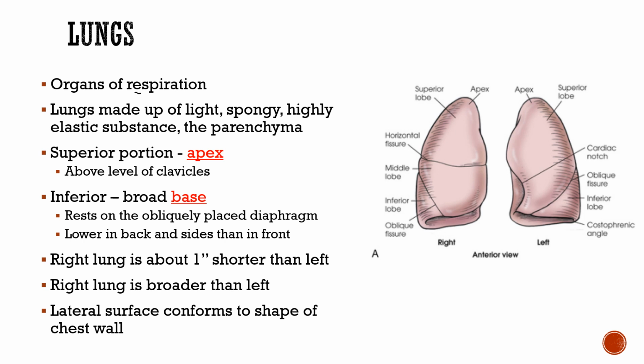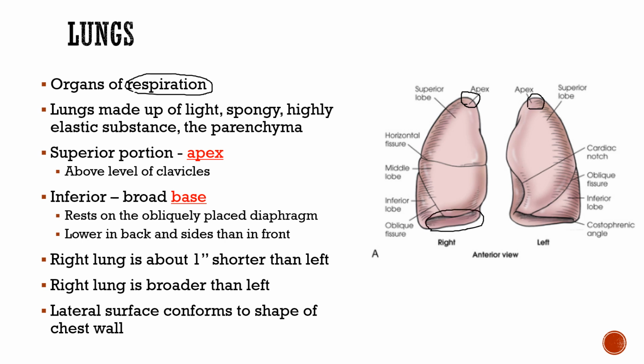The lungs are the organs of respiration. So there are 2 lungs. There's a right and a left. They're made up of a light, spongy, highly elastic substance called the parenchyma. The superior portion is called the apex. There's an apex on each lung. And then the inferior portion is called the base.